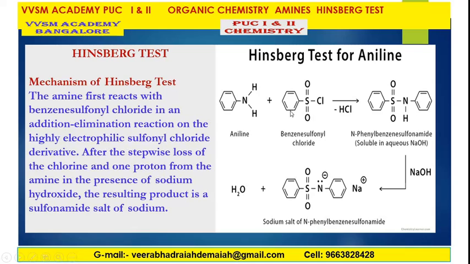So this is the Hinsberg test for aniline. It's an aromatic amine. Aniline reacts with benzene sulfonyl chloride, removing a hydrogen chloride molecule. N-phenyl benzene sulfonamide, soluble in aqueous sodium hydroxide solution, gives the sodium salt of N-phenyl benzene sulfonamide and water. This is the Hinsberg test for aniline.